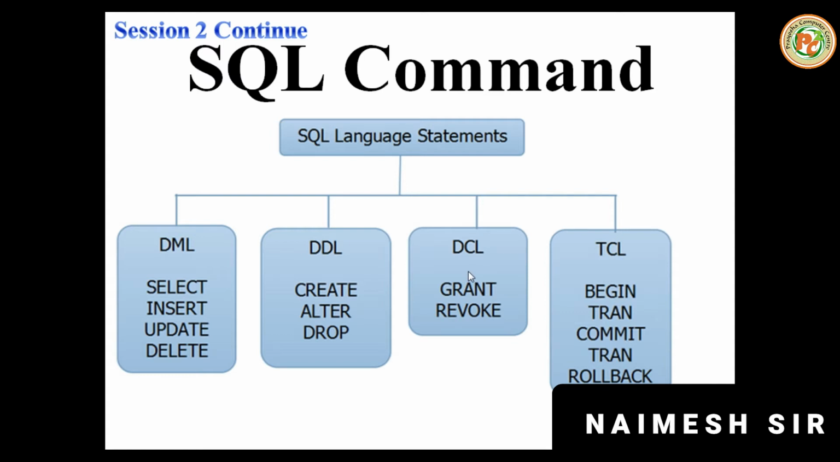Now DCL. DCL stands for data control language. Data control means you can control your data. If you are working on a shared network, and you have created your table and you don't want to share it with anyone else, then you can revoke permissions. And if you want to give some permissions to your users, then you can grant permissions. That is called granting and revoking permissions from the users.